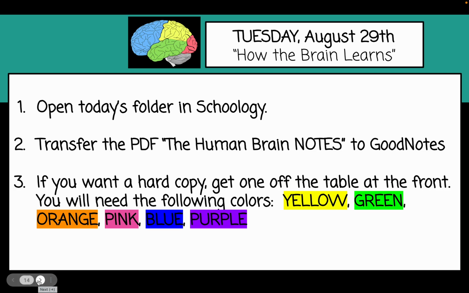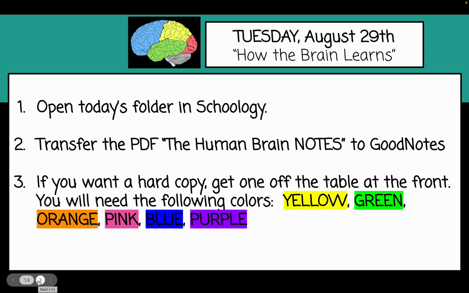Everybody, today is the summary for our lesson for Tuesday, August 29th. If you were absent, we started notes on the human brain. So you can go to today's folder in Schoology. You will see the PDF. Go ahead and put those in GoodNotes and then follow along with this summary.